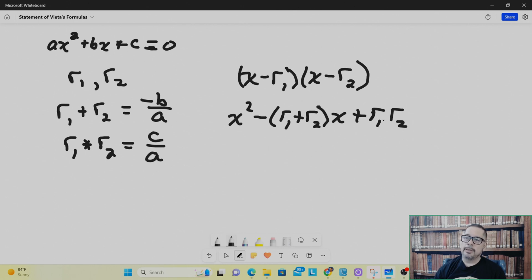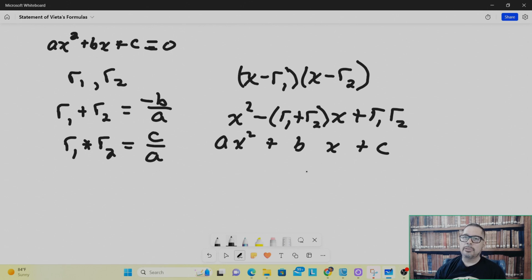And again, with the exception of possibly having a lead coefficient, you can compare it to the quadratic form. What you see is that the sum of the roots will be the opposite of the linear coefficient divided by the lead coefficient, and that the product of the roots will be the constant divided by the lead coefficient. So that's not so hard to see.